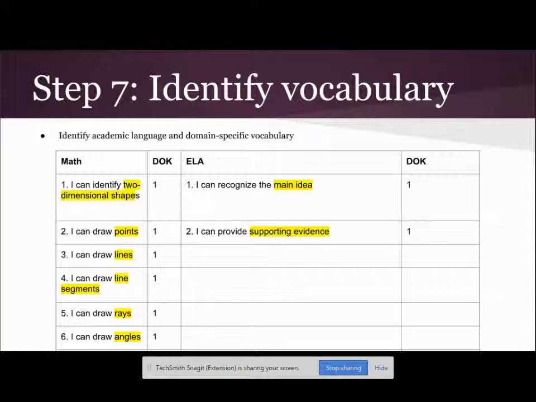We need to ensure students' academic language is explicitly taught. We can't assume students understand the meaning of all academic language. If we are asking students to synthesize information, we need to make sure they understand what synthesize means. Going back to our previous examples of standards, I've highlighted the vocabulary words. I now have a list of vocabulary words that students need to be explicitly taught for this standard. This helps me out with lesson planning.